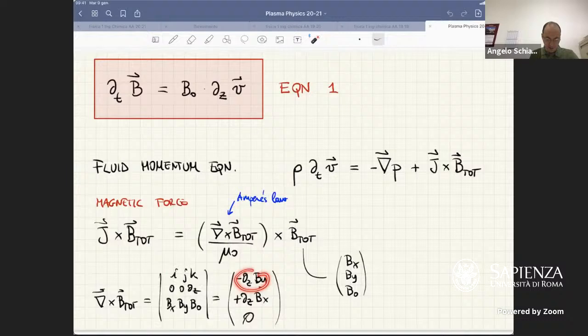Let's recall what we did. The first component is this term here, so it's 0 minus dz by. Then the second term is going to be 0 minus dz bx, and we have to change the sign, so it becomes a plus dz bx. Then the third, the z component of this curl, is just 0 times 0, so it remains 0. Now we have to compute the cross product of the first term against the total magnetic field. So let's do that in the next page.